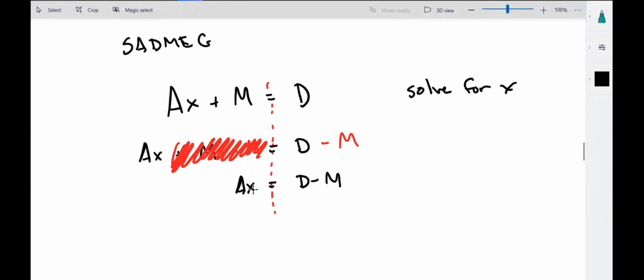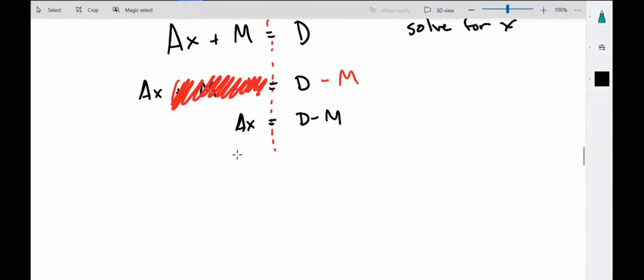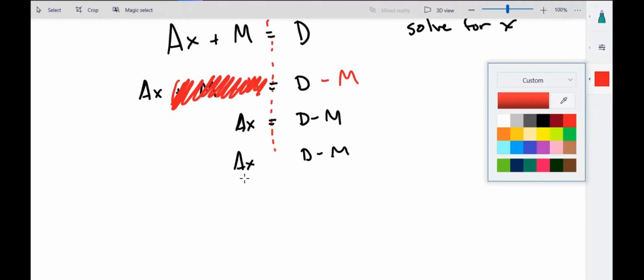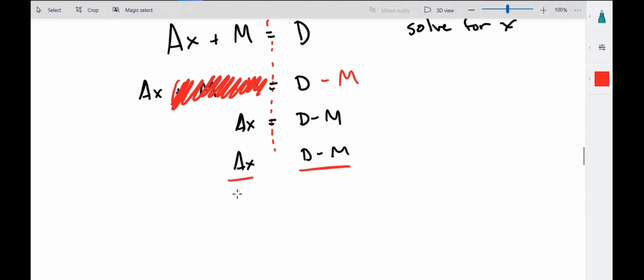Yes, there is multiplication happening. A and x are being multiplied. So if I want to undo that, I need to do the opposite of multiplying, which is dividing. So I'm going to divide both sides of this by the a.